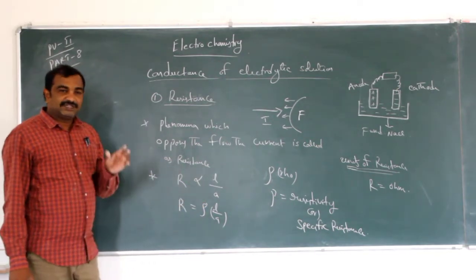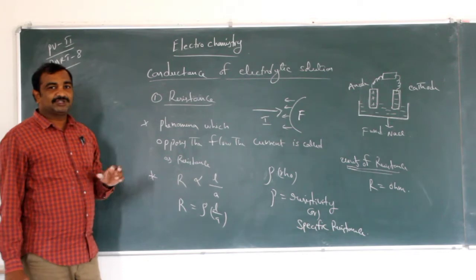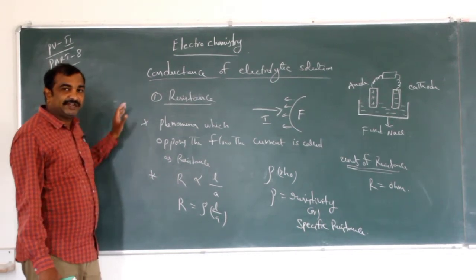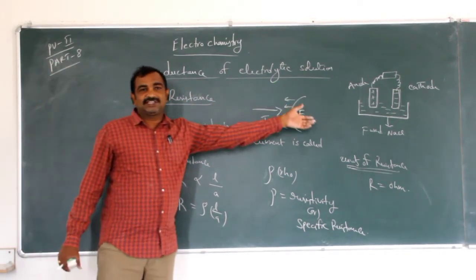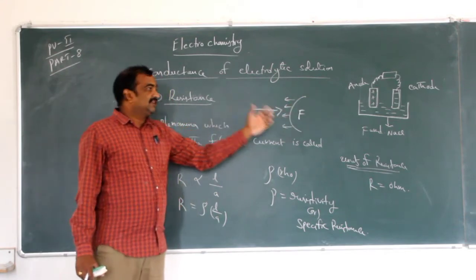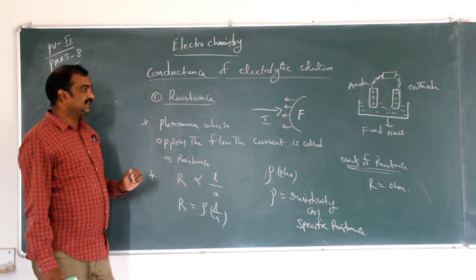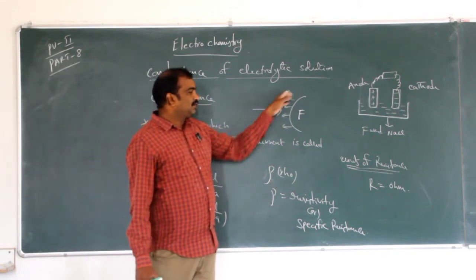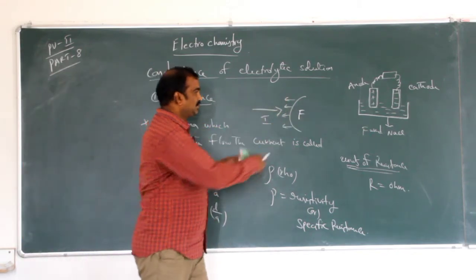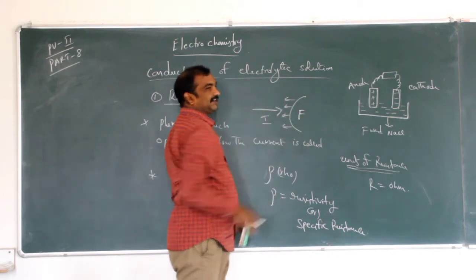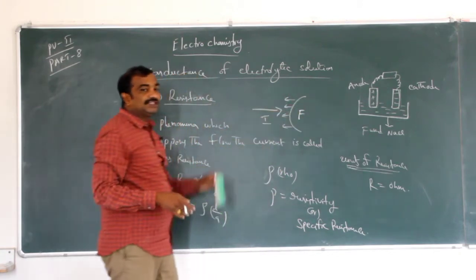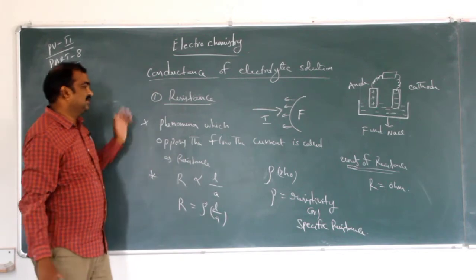So again I am explaining. Resistance is a very important term in the conductance of electrolytic solution. These five terms depend upon this electrolytic cell only. By using that electrolytic cell, we are going to explain these five terms. Resistance means the phenomenon which opposes the flow of current. This process or phenomenon is called resistance.